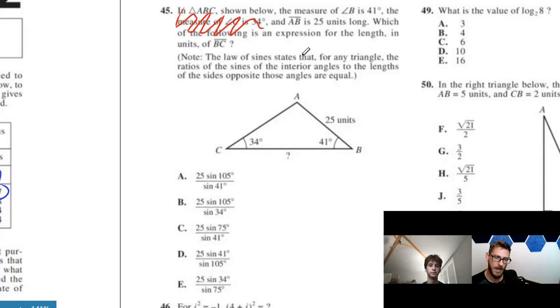Note, the law of sines states that for any triangle, the ratios of the sines of the interior angles to the lengths of the sides opposite those angles are equal. Interesting. So normally on the ACT, when they want you to use the law of sines, they actually give you the equation. And they did here, but they just did it in words. Do you know how to interpret that, like how to translate that into an equation? Or do you just remember what the law of sines is, maybe?